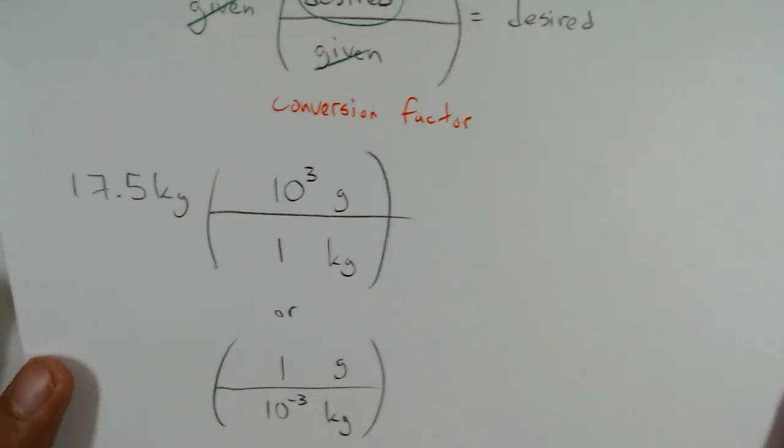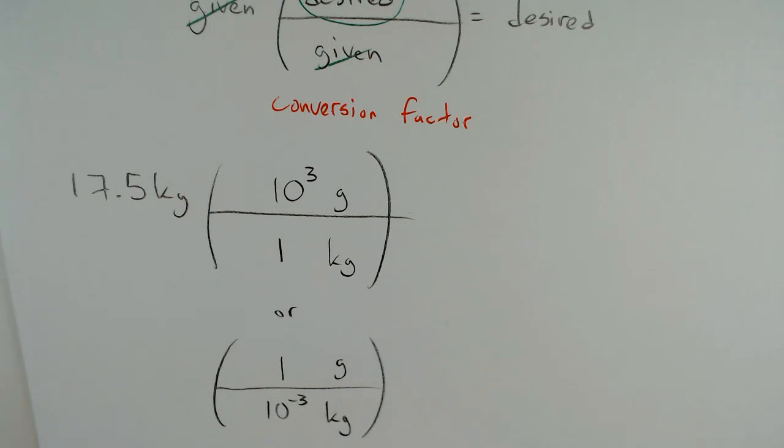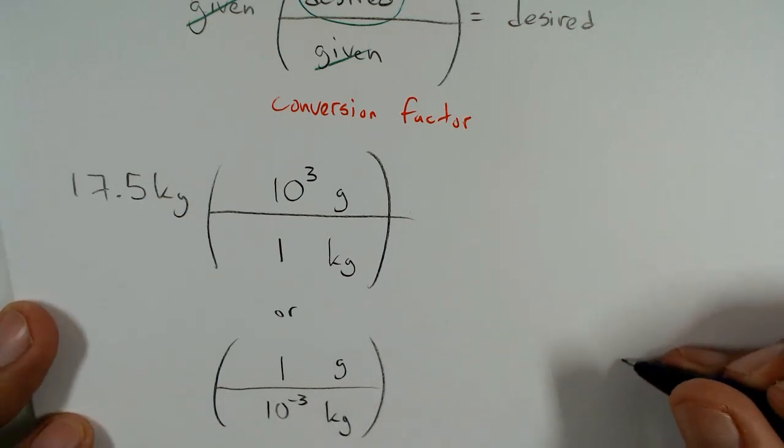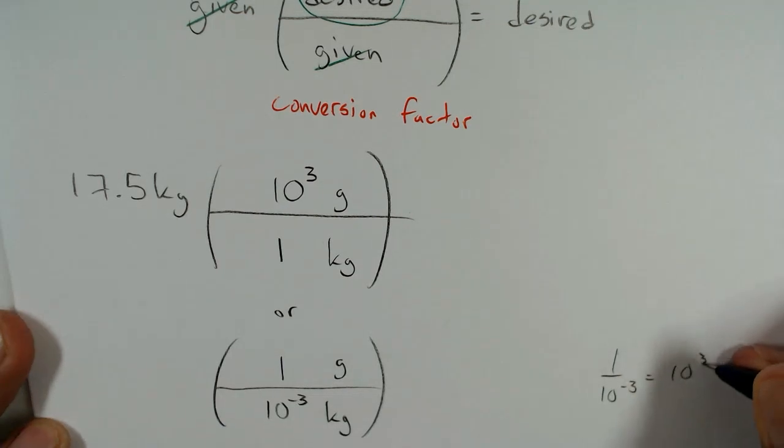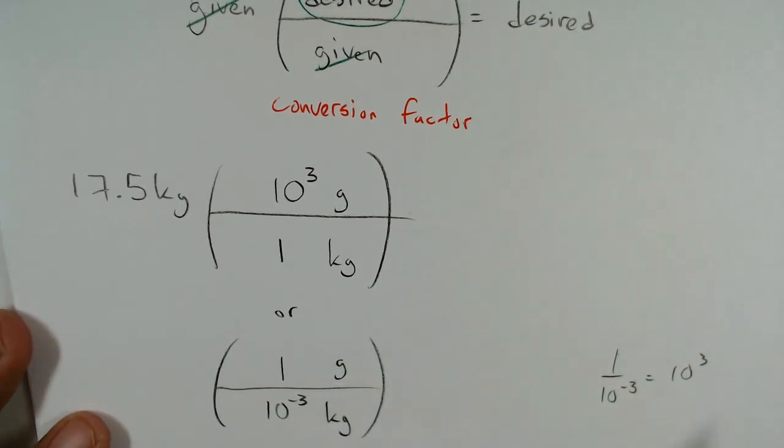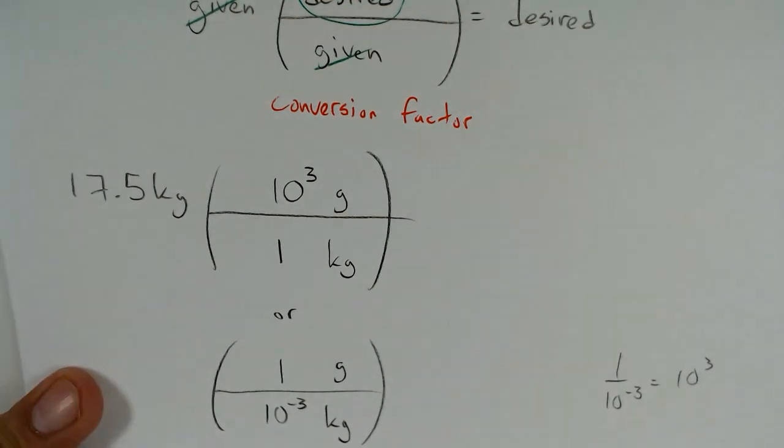And the reason why you want to be comfortable either way here is because if you don't remember these definitions, if you're given them on a test, you want to be able to use them comfortably either way that they're presented to you. And you also may notice here, I'll just write a little note on the side, that 1 over 10 to the minus 3 is equal to 10 to the 3. So mathematically, you're doing the same thing. So you're not really changing anything here.